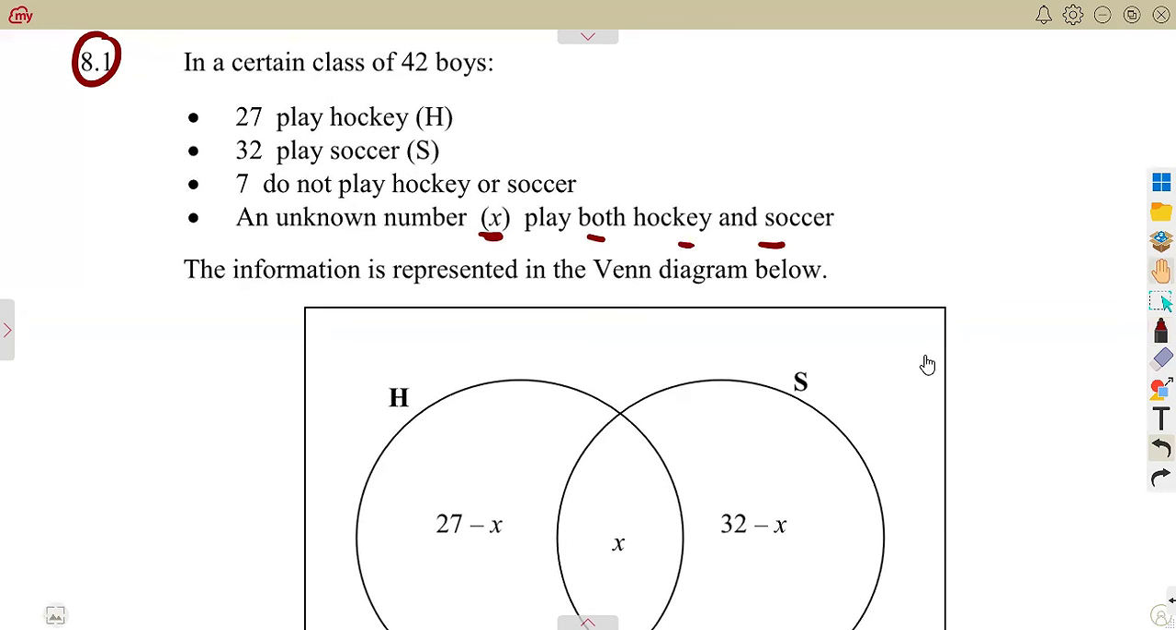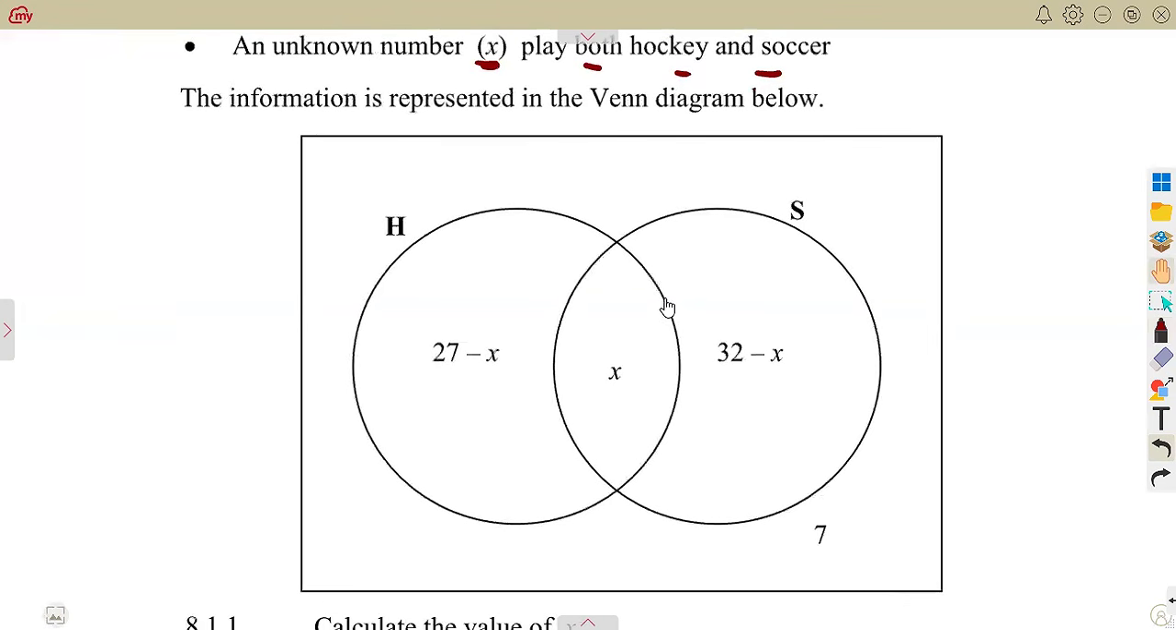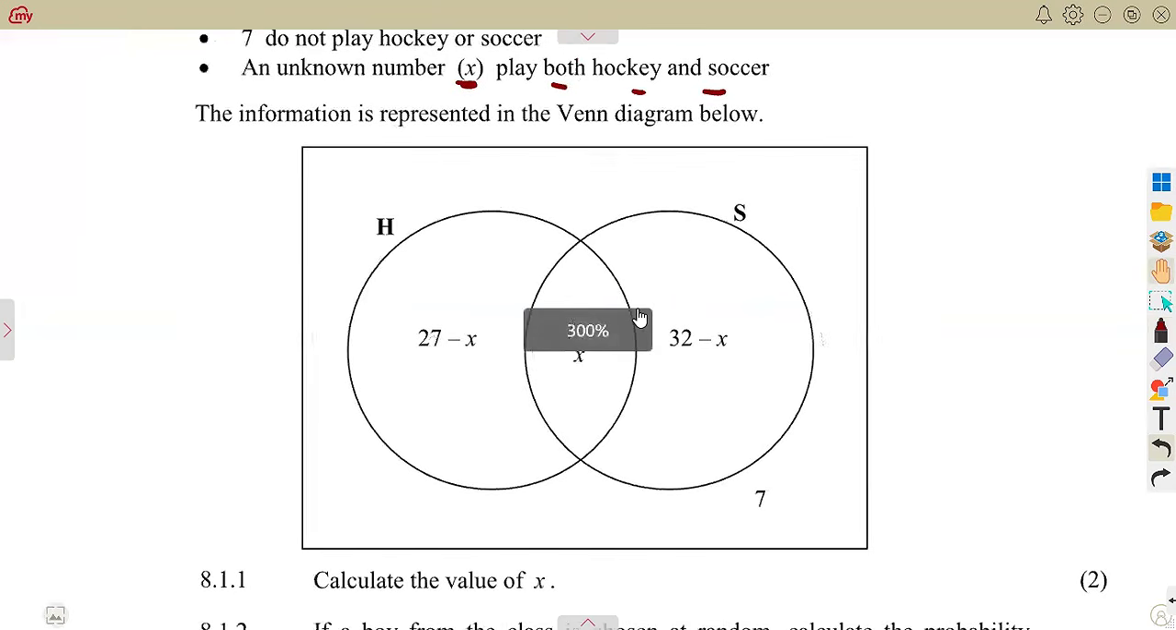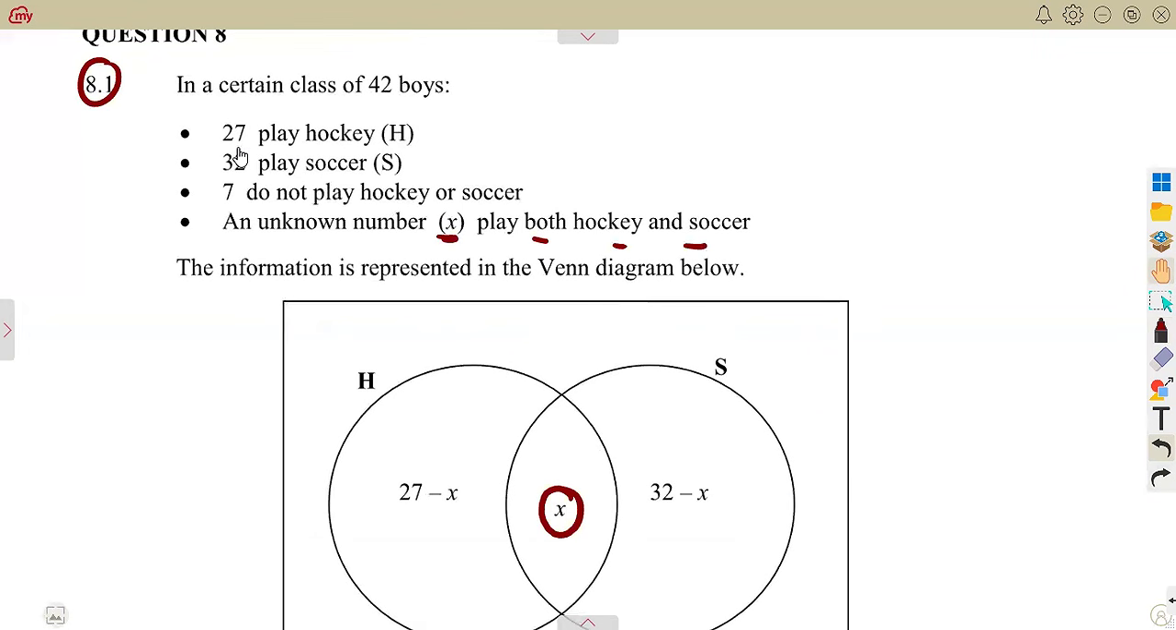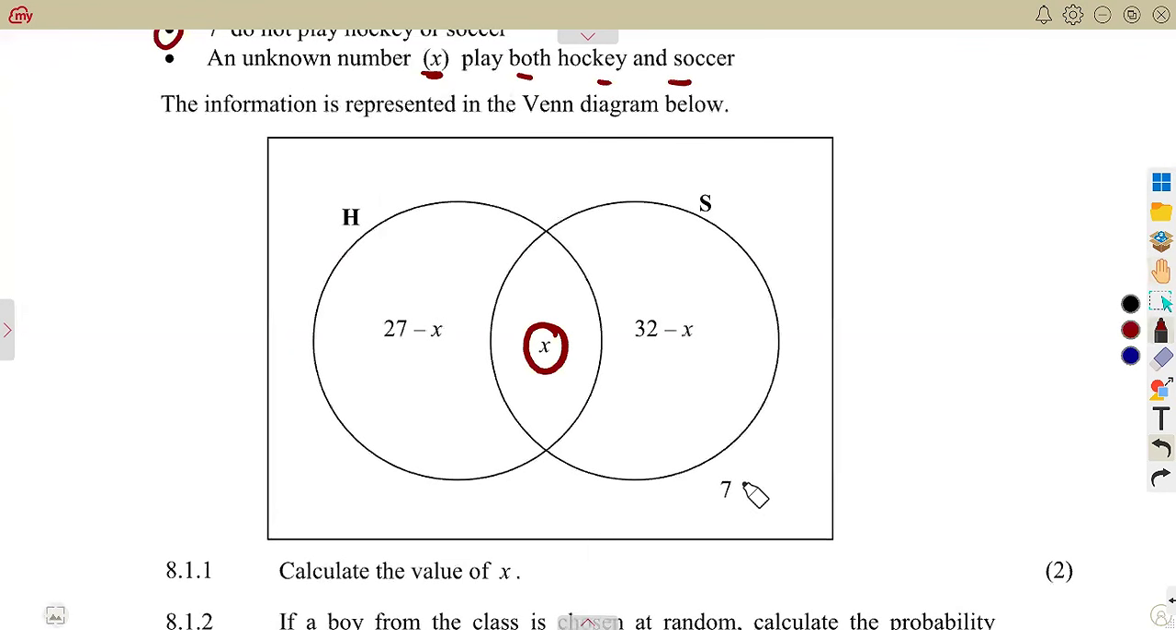So they gave us the Venn diagram presented. In normal cases, they are actually going to ask you to present that. Remember, guys, if you're given those ones who take both, you represent them on the intersection. From the hockey that we are given, which are 27, you subtract X. The S that you're given for soccer, you subtract X. And the 7 who do not play any of these two are the ones that you are going to present outside. So this is how you're going to present.